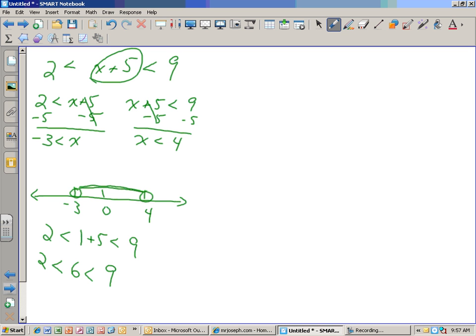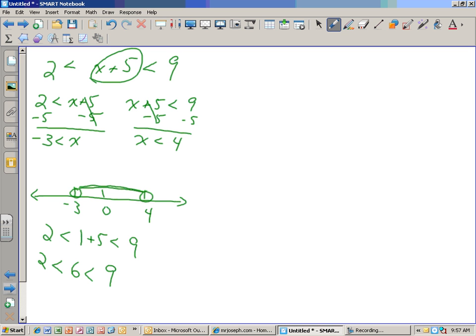Okay? Yes, Austin. How do we know it's an and statement? All right, that's a good point. How do we know it's an and statement? If you see a situation where it's set up like this, it is an and statement. Or you could see the word and. And means between.